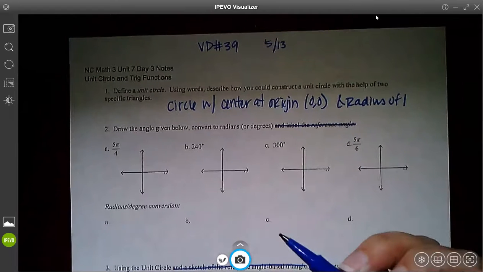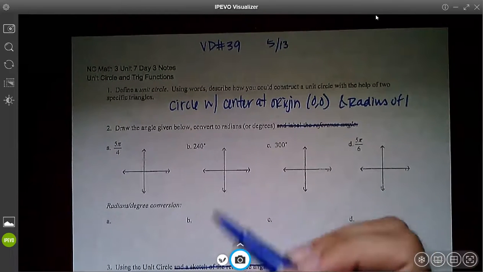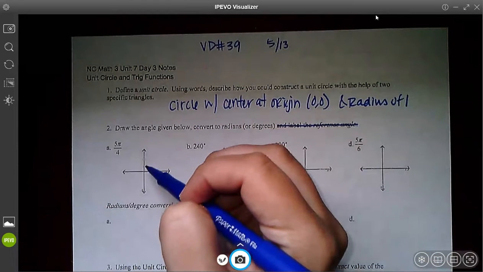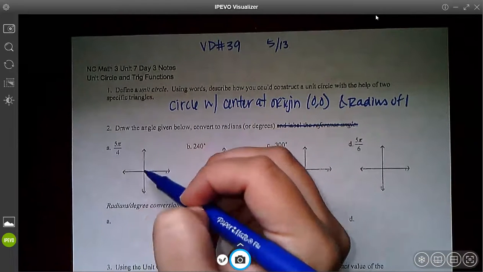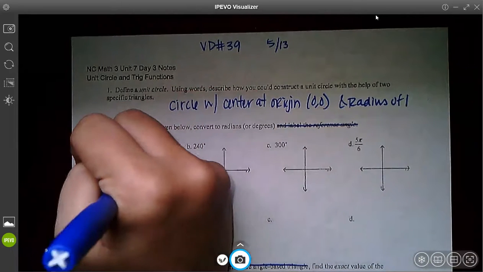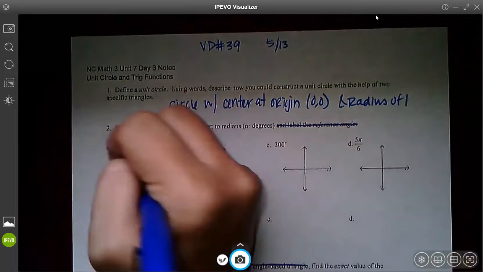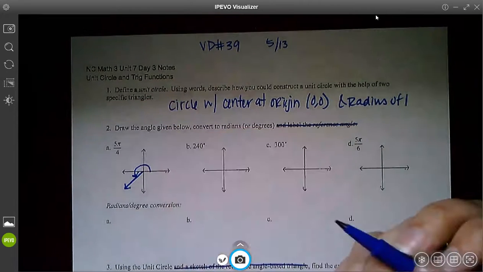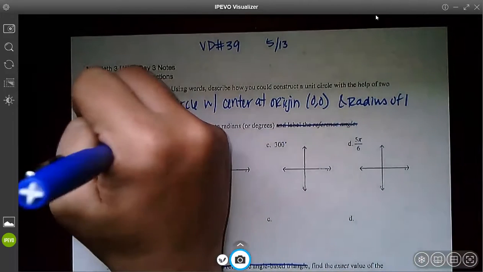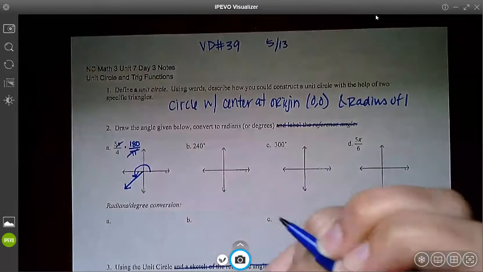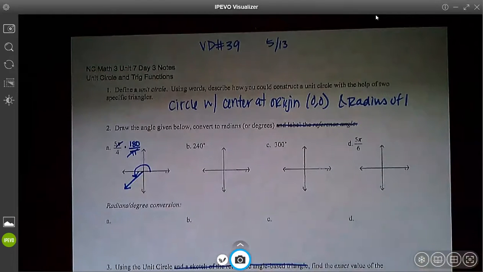So we have 5 pi over 4. Remember, the way that I find my angles is I count. This is 1 pi over 4, 2 pi over 4, 3 pi over 4, 4 pi over 4, 5 pi over 4, which you can also use your unit circle here. And then to convert that, we always go counterclockwise. To convert that to degrees, you're going to multiply that by 180 over pi. Your pi's cancel, and 5/4 times 180, which is what we're doing right here.